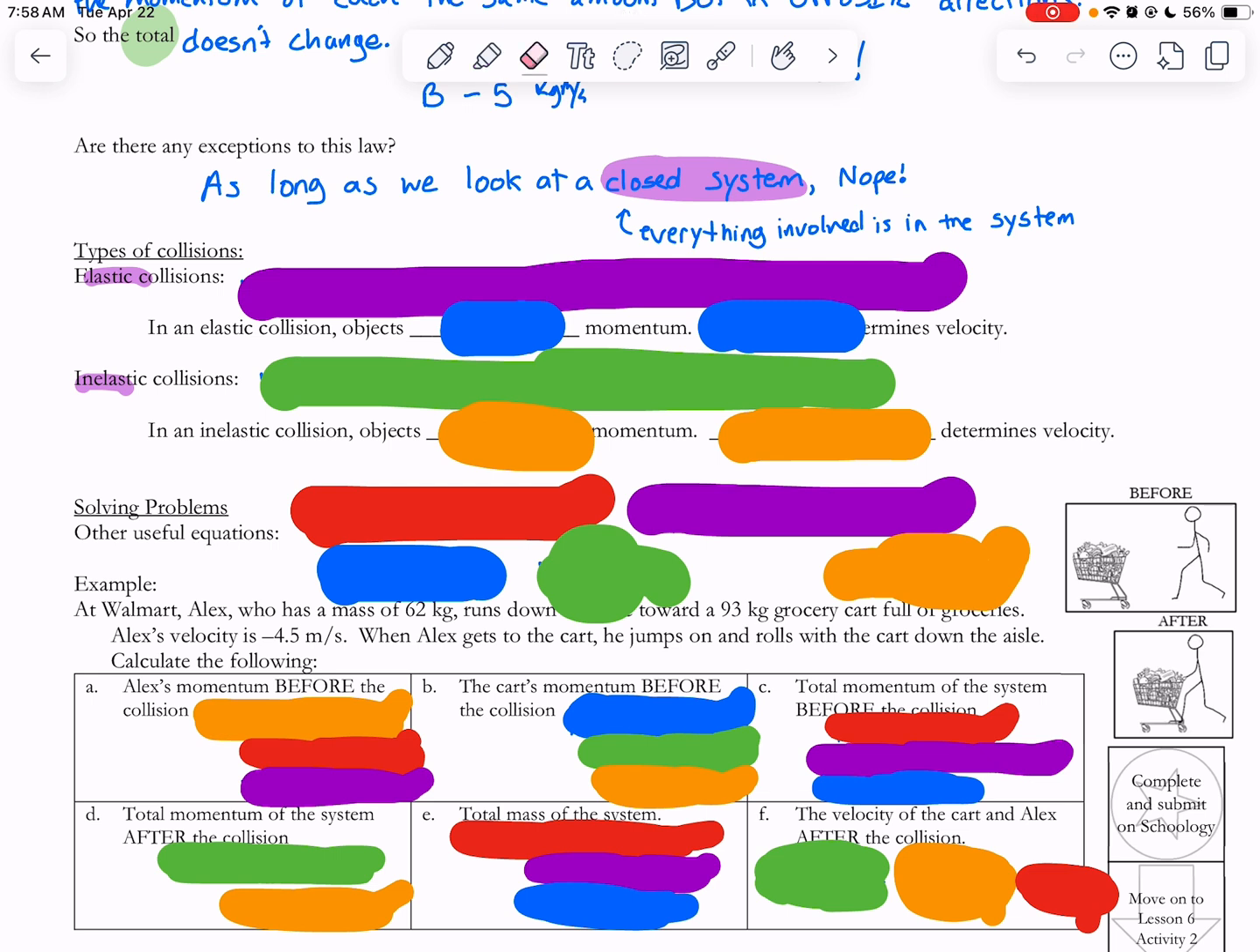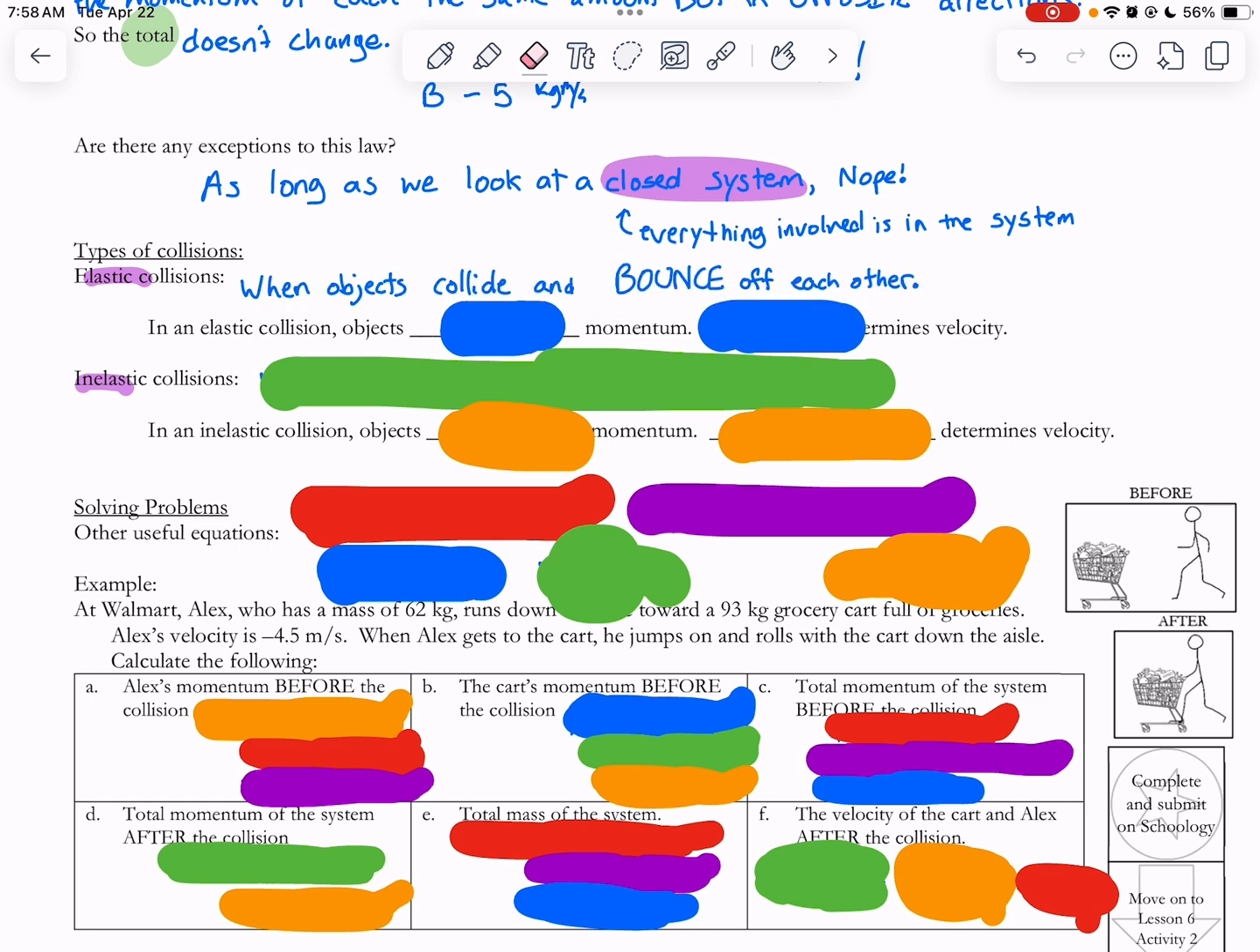In elastic collisions, objects bounce off of each other. Elastic collisions, that means that the objects are actually trading momentum. So one is giving some of its momentum to the other, and that other object is giving some of its momentum to it. And so they're just kind of trading momentum from one to the other. And so you can figure out the velocity of each one by looking at their masses. Each mass individually determines how much velocity they'll have. So that's an elastic collision.